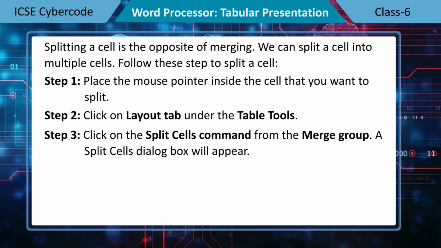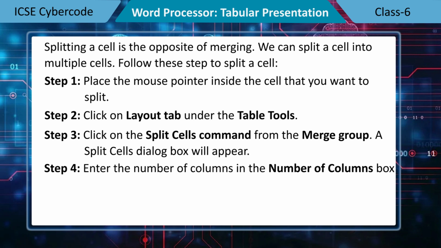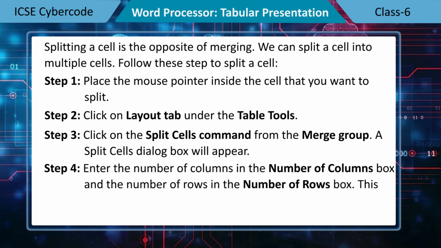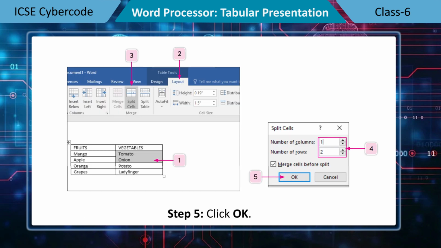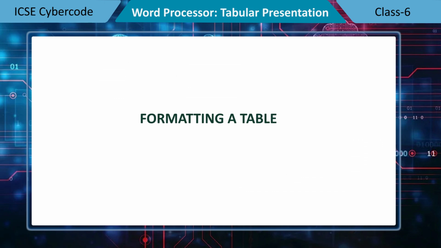A Split Cells dialog box will appear. Step 4. Enter the number of columns in the Number of Columns box and the number of rows in the Number of Rows box. This will split the cell into the number of rows or columns that you have mentioned. Step 5. Click OK.